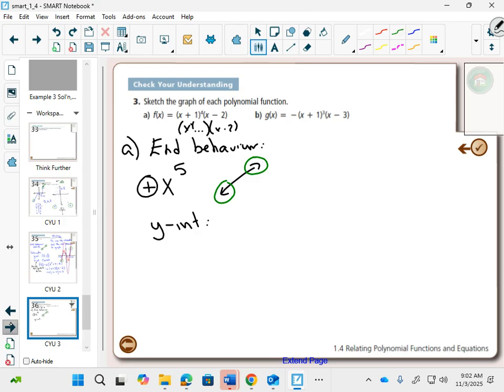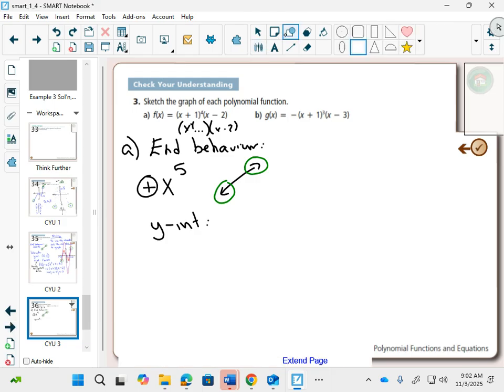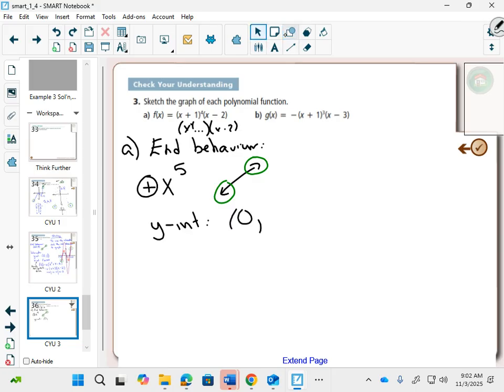Next, we always found our y-intercept. Y-intercept was easy because you plug in 0 for x. But now you have to be careful because it's not just the last number. If it's already factored, if I plug in 0 here, I'm going to get 1 to the 4, which is 1. If I plug in 0 here, I'm going to get negative 2. Negative 2 times 1 is negative 2. You have to always plug in 0 for x.